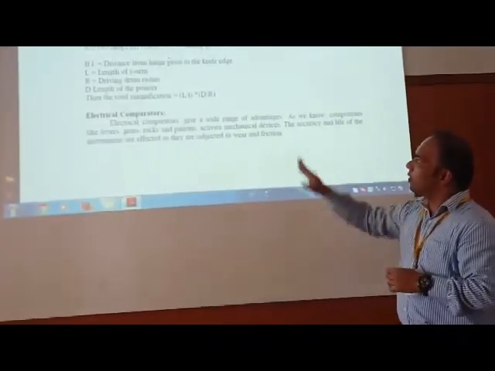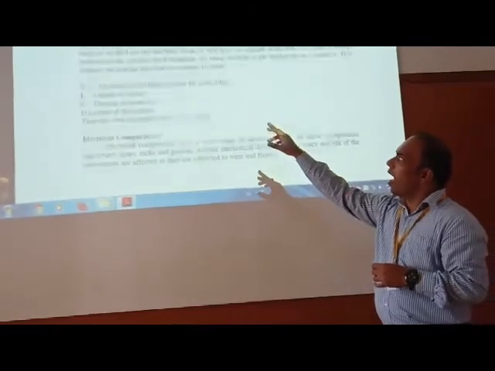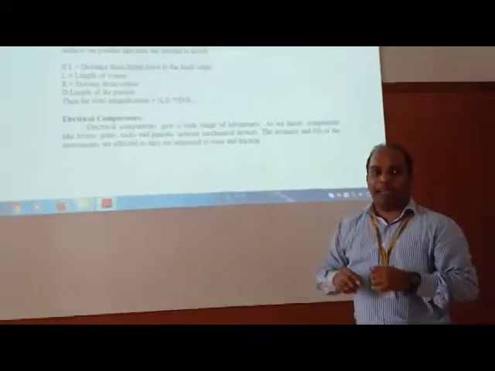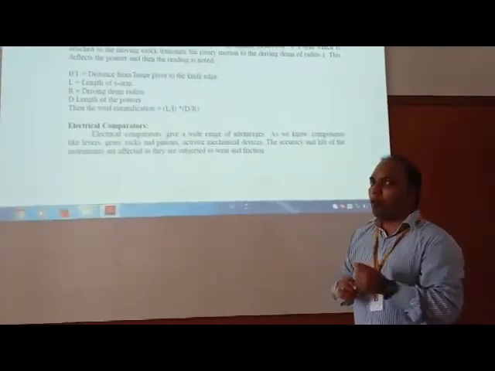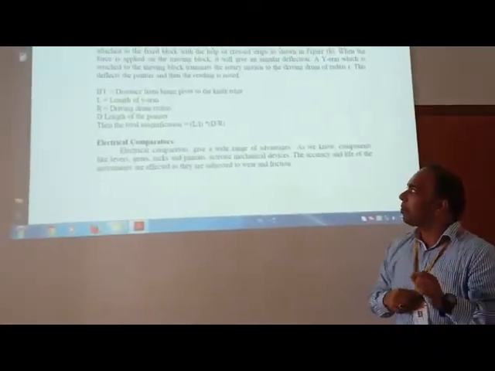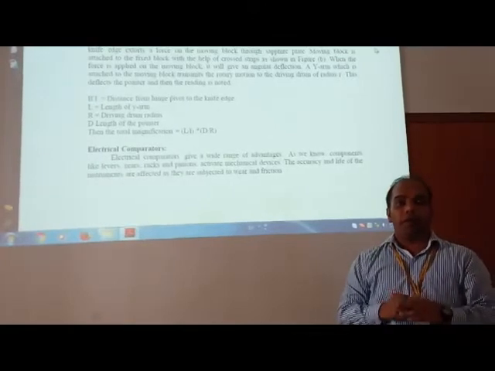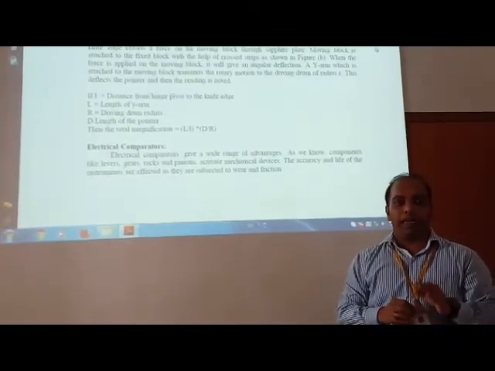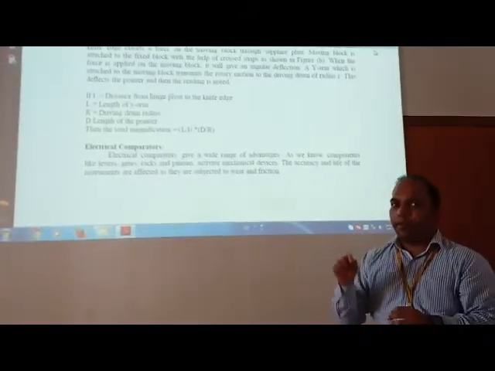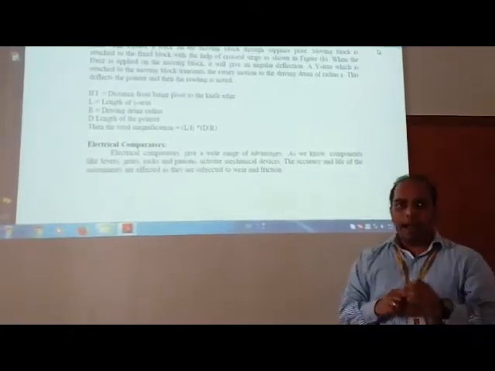Now for the formula segment, if I is the distance from each pivot to the knife edge, L is the length of the Y arm shown, R is the driving drum radius, and D is the length of the pointer, then the formula for total magnification can be written as: total magnification is equal to L divided by I, multiplied by D by R.